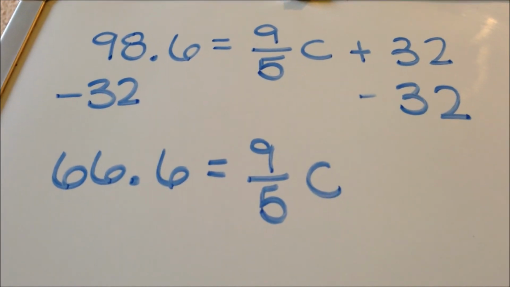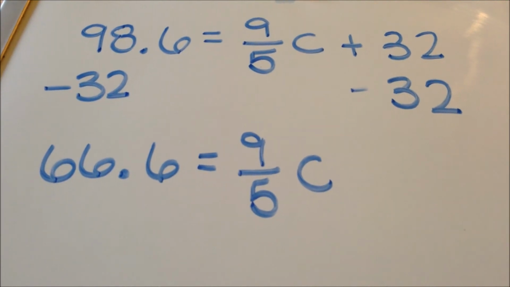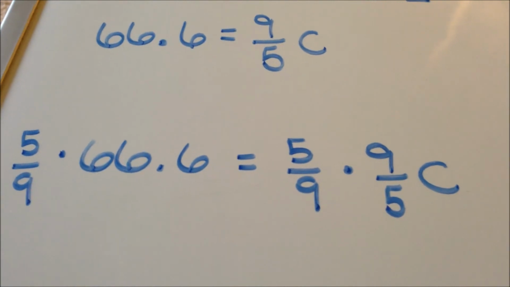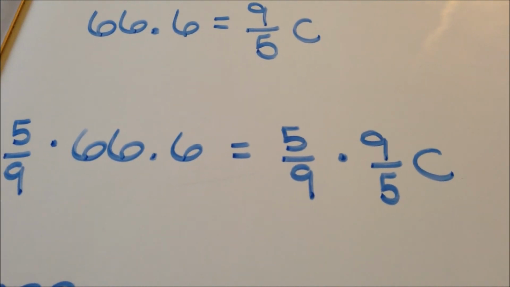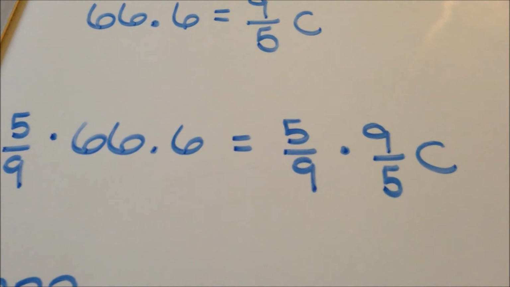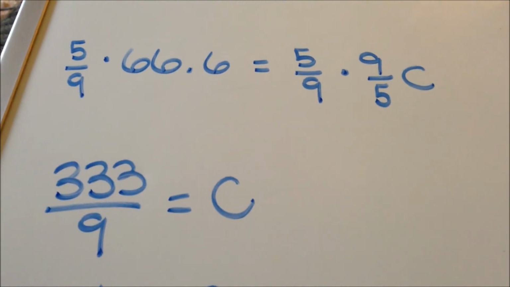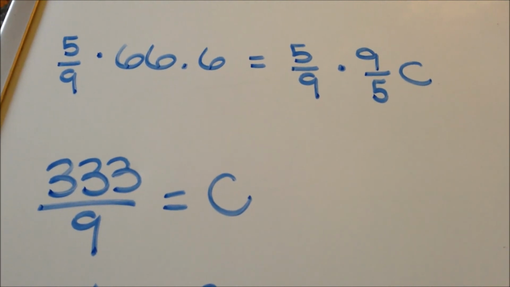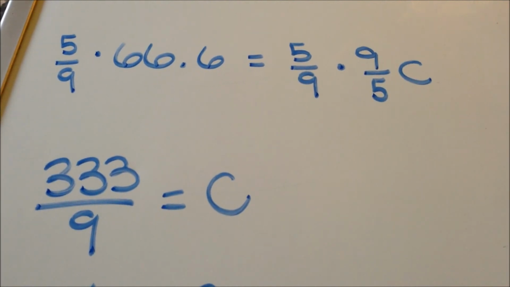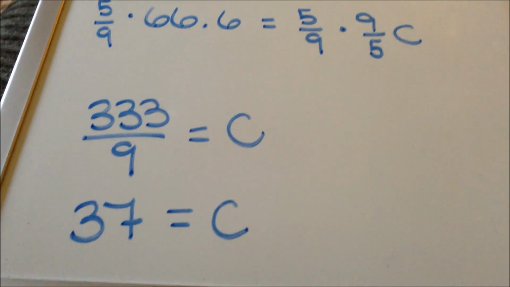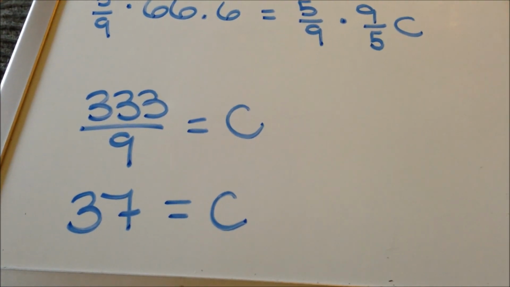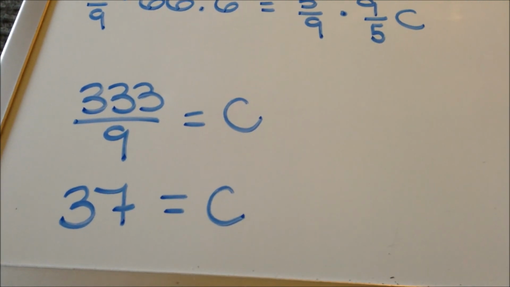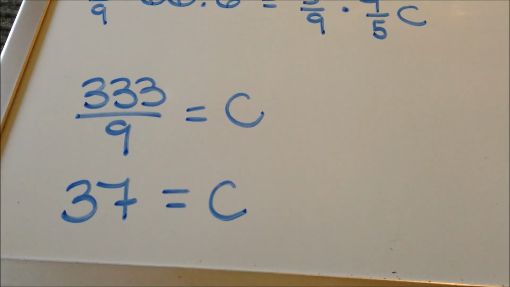To get rid of 9/5, multiply both sides of the equal sign by the reciprocal of 9/5. So multiply both sides of the equal sign by 5/9. 5 over 9 times 66.6 over 1 gives us 333 over 9 equals 45 over 45C, or 1C, or just C. Our final answer, when you divide 333 by 9, you end up with 37. So 37 degrees Celsius is equivalent to 98.6 degrees Fahrenheit.